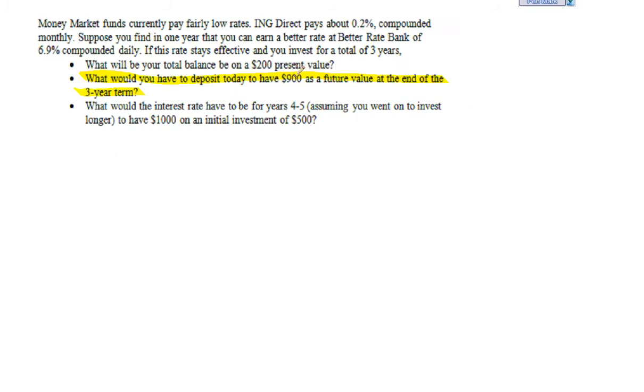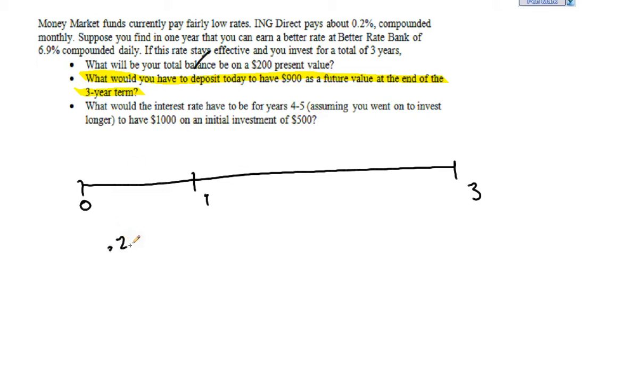Now we're not asking a question related to the present value, but we want to know what would you have to deposit today to have $900 as a future value at the end of the 3-year term. So our time diagram looks very similar. It's still going to be split up, 0 years, 1 year, and 3 years. And we're still going to be earning the same rates. This is going to be 0.2% compounded monthly. And this is going to be 6.9% compounded daily. And we know that over here we're going to have $900 as our future value.